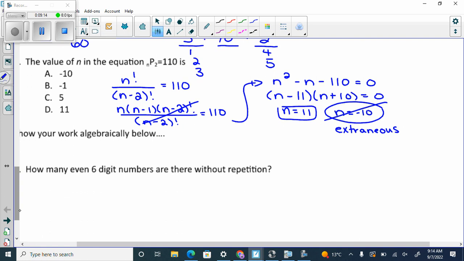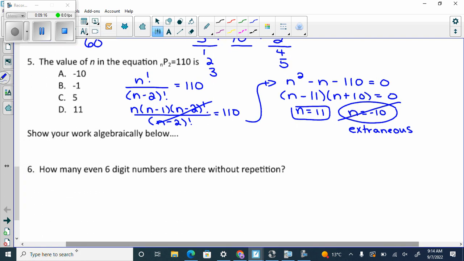Last one. Looky here. It seems as if I picked the same thing over and over and over. Okay. Until you just do it in your sleep, right? How many 6-digit numbers are there without repetition? It says even, which is what it needs to say. I just bypassed that word completely. My brain just blocked it. Even 6-digit numbers. And then without repetition.